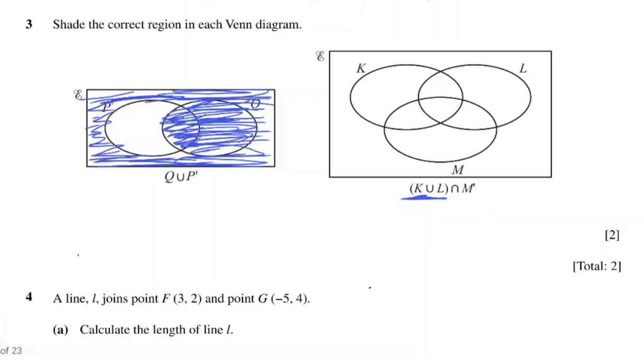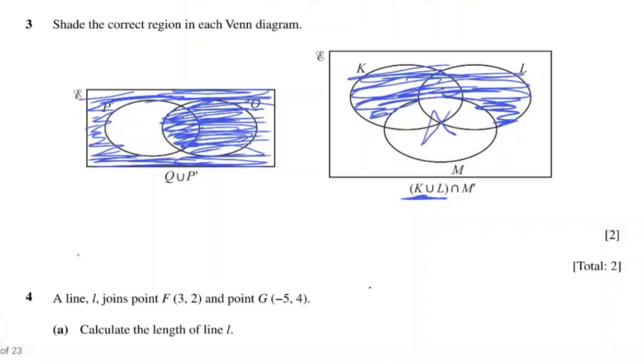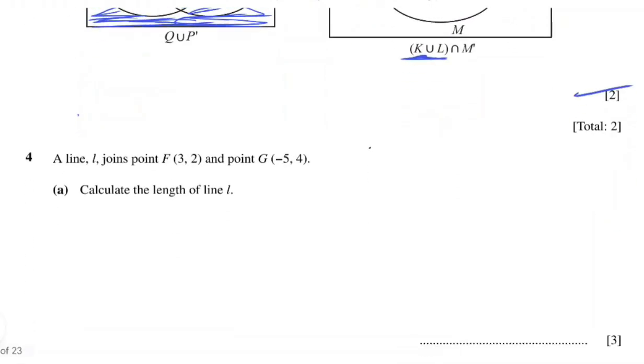Then next type, let's start with bracket K union L. Where is K union L intersecting with not M? If you look at K union L, it should be all of this part. Where is it intersecting with not M, outside of M? It means this part. We will not take anything inside here because it's outside of M. So this should be the answer of this one.